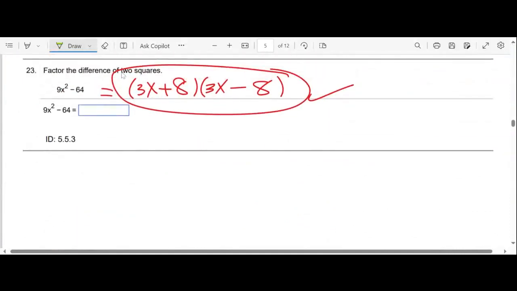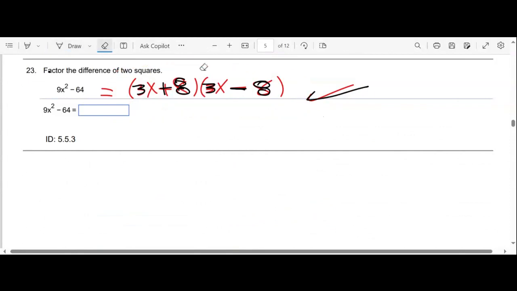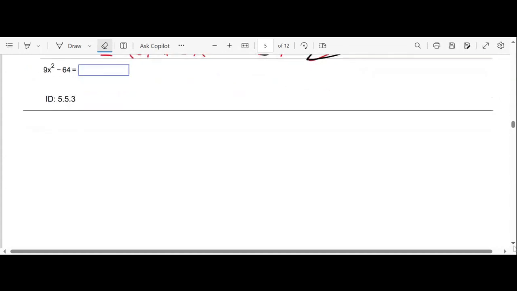Factor the difference of two squares. 9x squared minus 64. So 9 is what by what? 3 times 3. And x squared is what by what? X times x. And 64 is what by what? 8 times 8. One with plus, one with minus. Easy. Next question.